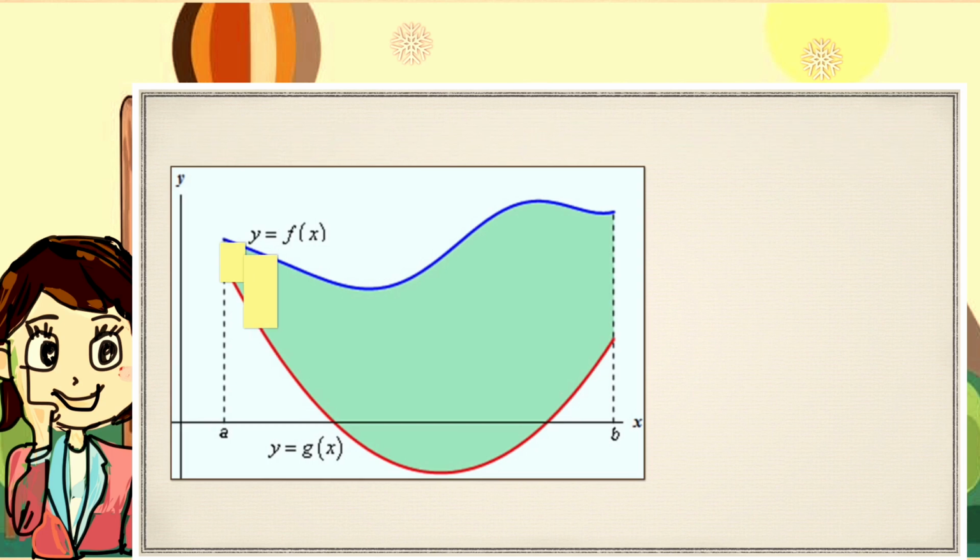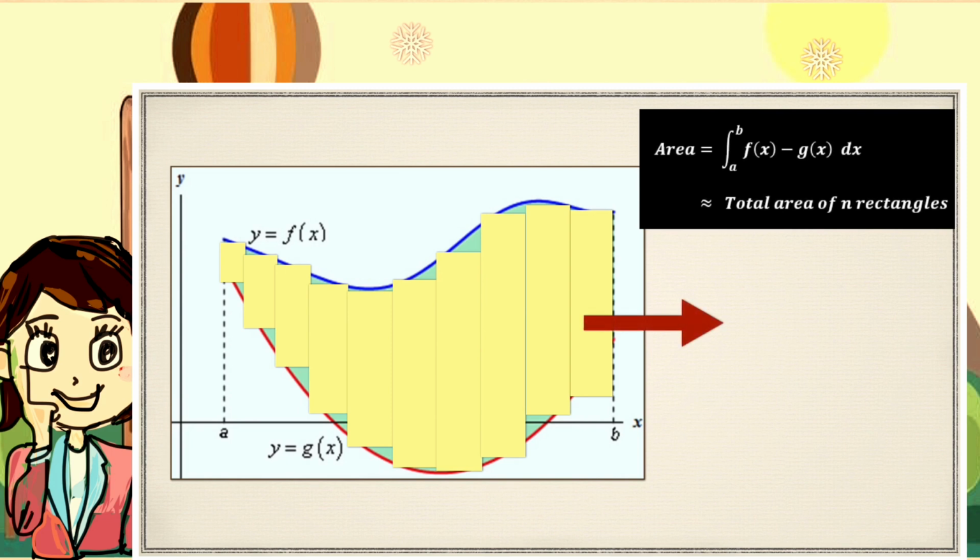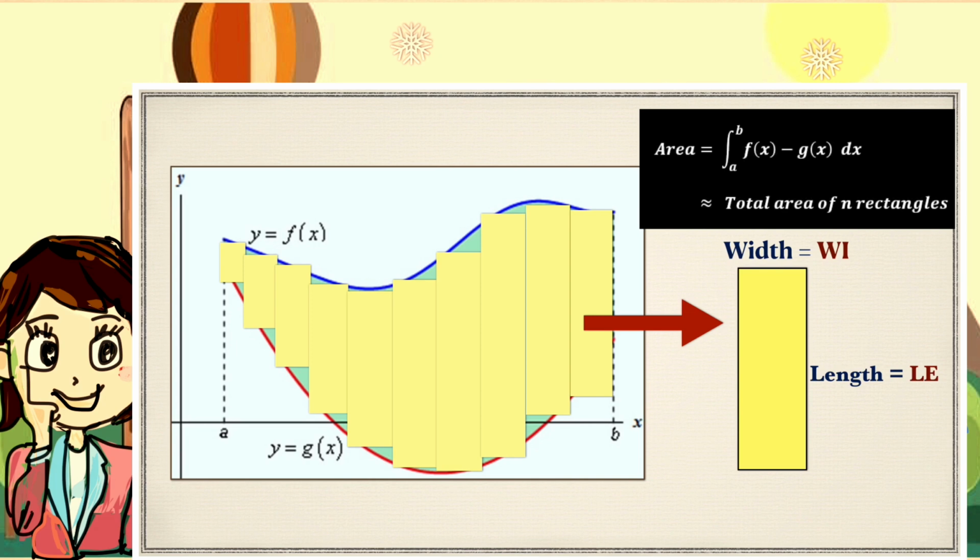If we divide the region of area between the two curves into n small rectangles as shown above, we know that the area is approximately the total area of n rectangles. By taking a piece of rectangle, we denote the shorter side as width and the longer side as length. Use the rectangle's area, length and width to form the integral formula for area.